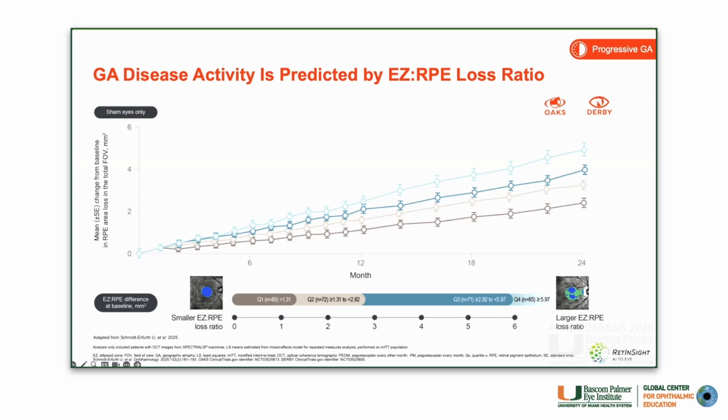Another related finding is that the relationship between EZ loss and RPE loss matters, and it can be predictive of disease activity. In this figure, we developed AI quartile analysis of sham eyes from the Oaks and Derby studies showing the natural history of disease progression. When the difference between EZ loss and RPE loss is the largest, represented by the light blue quartile 4 line, it's correlated with much faster GA lesion growth. When this EZ-RPE loss ratio is closer to 1, representing slower growth, like the gray quartile 1 line, GA grows much more slowly.